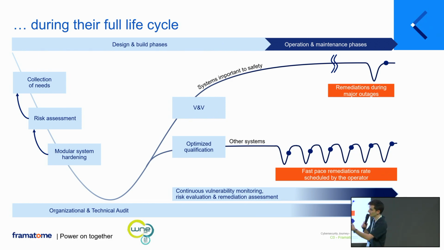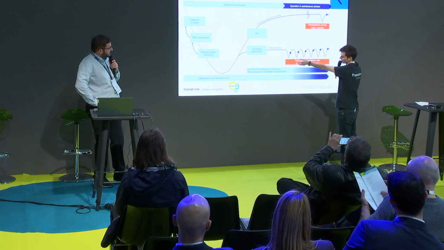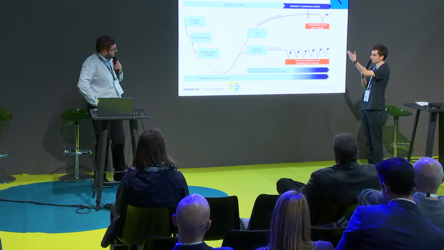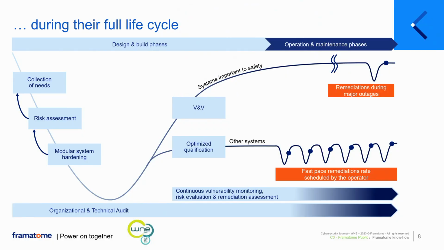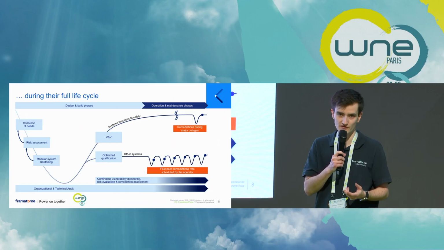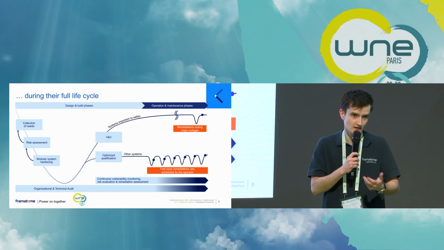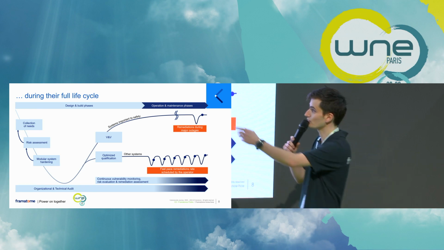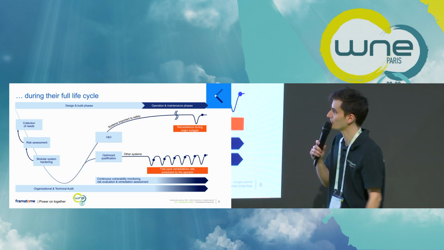So basically what I said is just the first part of the life cycle, where we have a collection of needs, risk assessment, our hardening, of course, and then we go up to the testing. How to do that? Of course, for systems which are safety systems, which have some qualification requirements, we will apply standard VNV methods in compliance with standards which are applicable to the industry. This is the very standard path above, on the top.